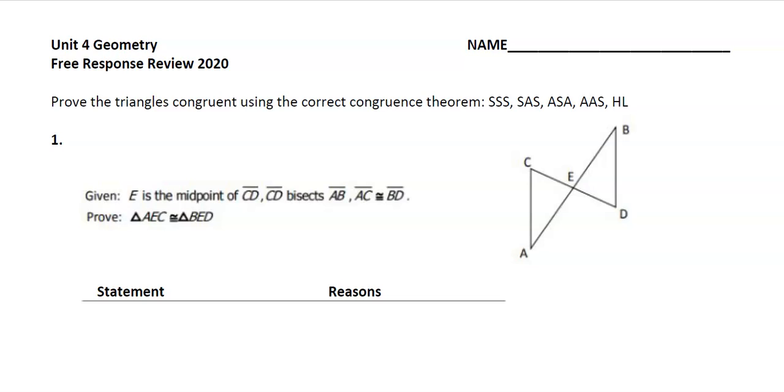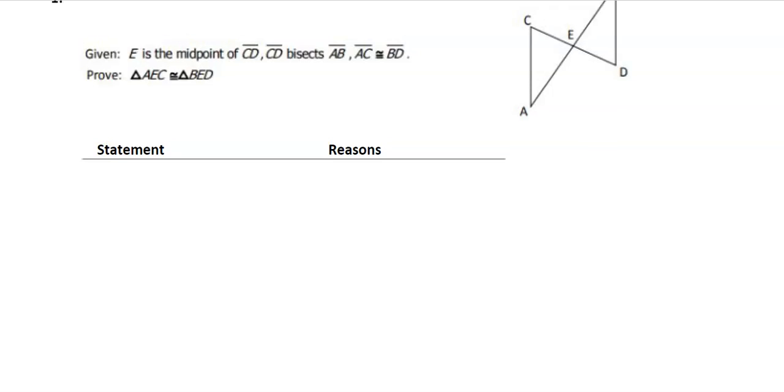All right, Chapter 4, Free Response Review. Got a couple proofs, got some SAT type of problems, some tougher algebra involving systems of equations and some factoring, so all kinds of good stuff. So let's get after it. Number one, we have a proof here.